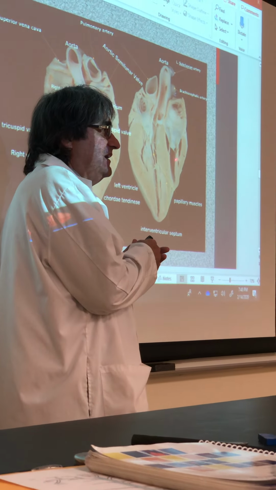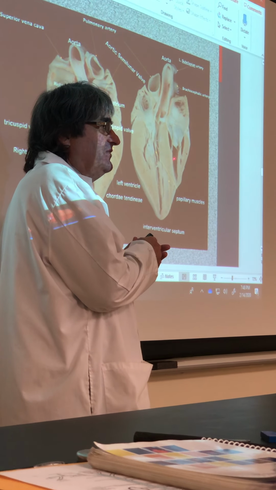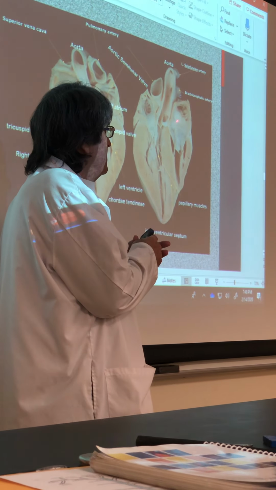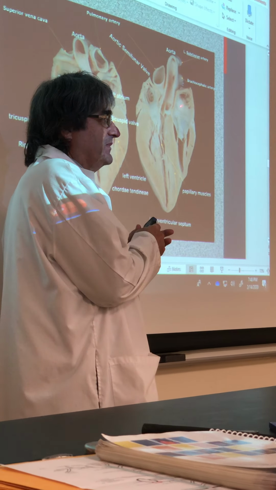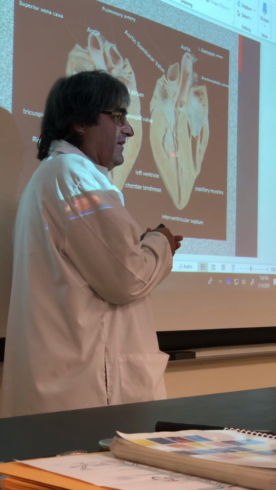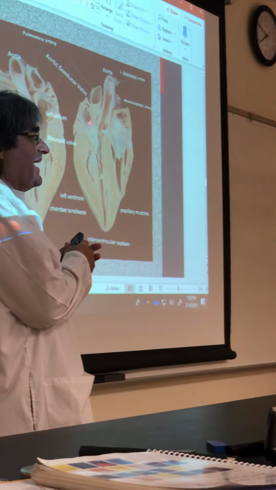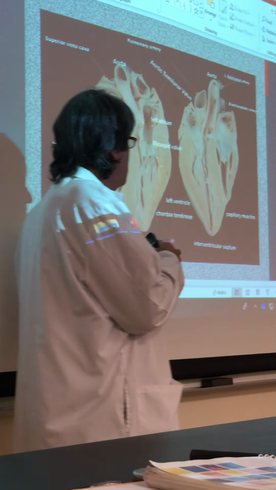It's on the right side. It's below the valve. That's the right ventricle. What chamber is that? Right atrium. What chamber is that? Left ventricle. What chamber is that? Left atrium. So everything's reversed over here now.